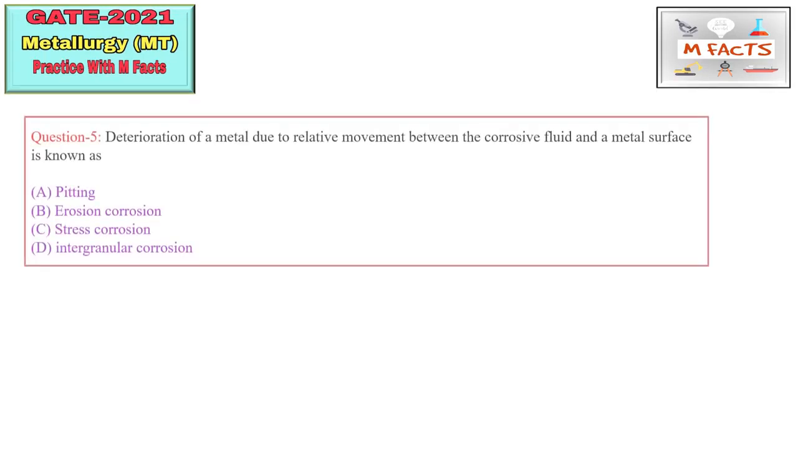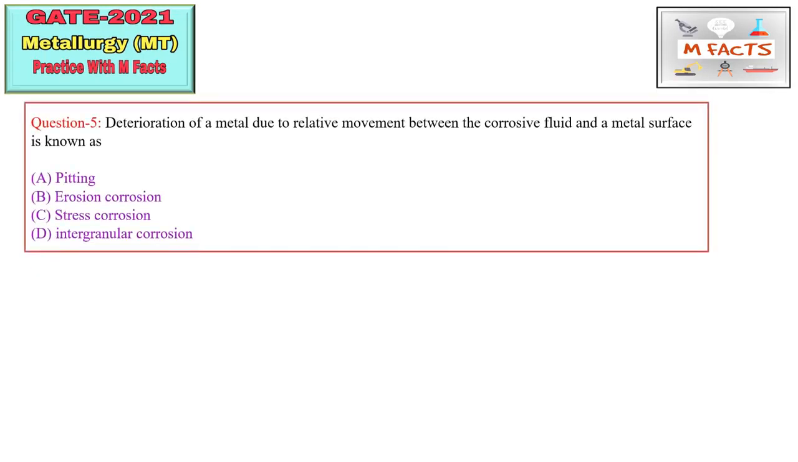So the next question is: deterioration of metal due to the relative motion between the corrosive fluid and metal surface is known as? In some questions you will find this type of problem, where relative movement is there between corrosive fluid and metal surface. Wherever relative motion takes place, that is the case of erosion. The options are pitting, erosion corrosion, stress corrosion, and intergranular corrosion.